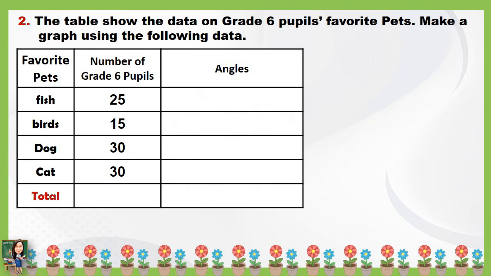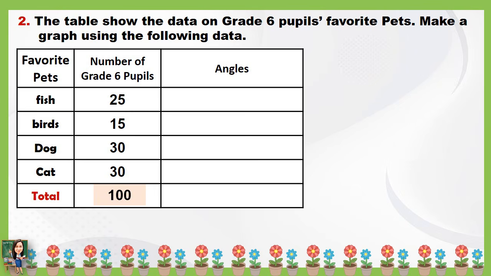Number 2. The table shows the data on grade 6 pupils' favorite pets. Make a graph using the following data. The favorite pets are fish, birds, dog, cat. There are 25 grade 6 pupils who like fish, 15 grade 6 pupils who like birds, 30 pupils who like dogs, and 30 pupils who like cats, for the total of 100.